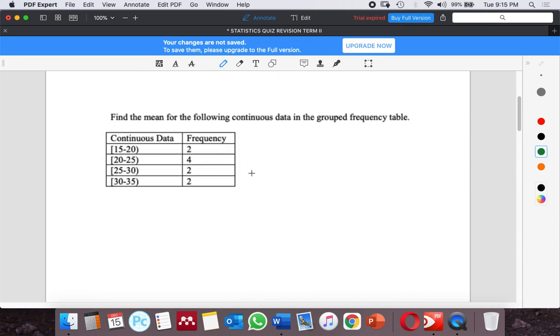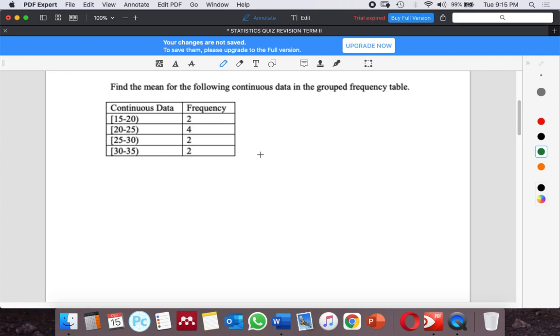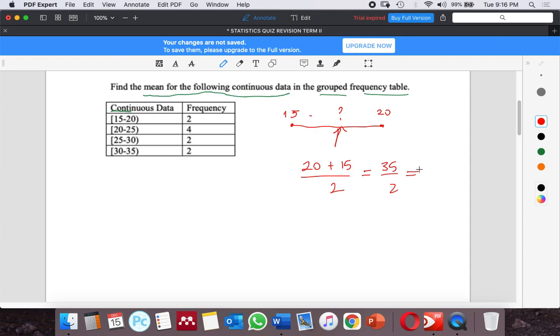The second question is this. Find the mean for the following continuous data in the group frequency table. When you have continuous data, don't forget we have to work with the middle number, I mean between 15 and 20. To find it, we can do 20 plus 15 divided by 2, so 35 divided by 2, which will be 17.5.